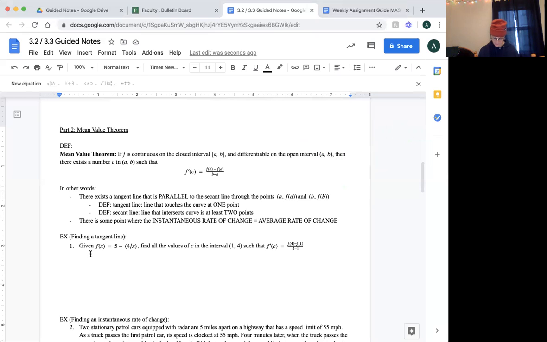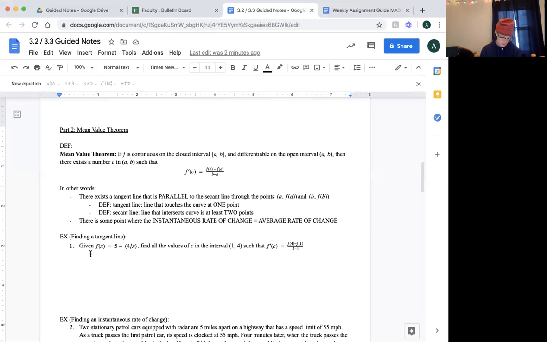So example 1, finding a tangent line. Given that f of x is equal to 5 minus 4 over x, find all values of c on the interval 1, 4, such that f prime of c is equal to f of 4 minus f of 1 over 4 minus 1.